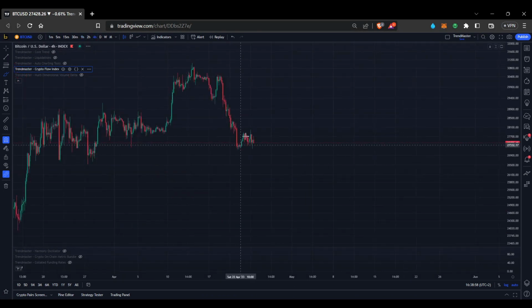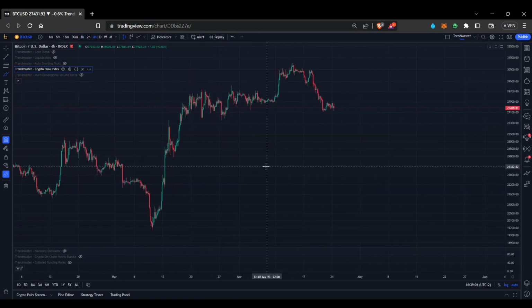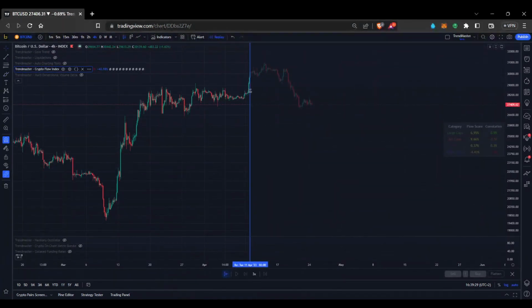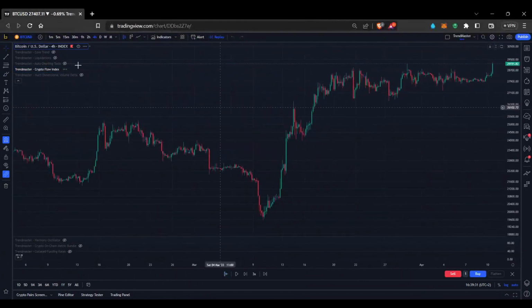If we just go to a slightly higher time frame, we'll see here that large caps do actually have a slightly higher flow score than stable coins and stuff. So maybe this is indicating that a few people are trying to accumulate, but really anything below sort of 10 on the flow score, unless it's beneath -10, it doesn't really show you too much. So this isn't the best period of price action to really show off how it works. So in fact, I'll just rewind a little bit on here and we can see.